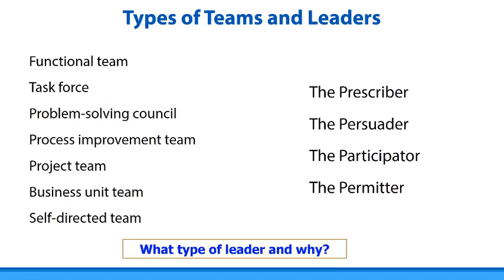All right, now this is a great activity. Again, if you're in a group setting and you can pause the video, I want you to decide what type of leader would you use for each of these teams and why. There's no wrong answer here. For example, a functional team could have a prescriber if it's a brand new team. You've just started. But it could have a permitter if it's a functional team that's been working together for 5 years. Everybody knows everybody else's job. They've all been cross-trained and they know exactly what needs to be done. They know the goals for the whole team. So it could work in that situation as well as any of them.